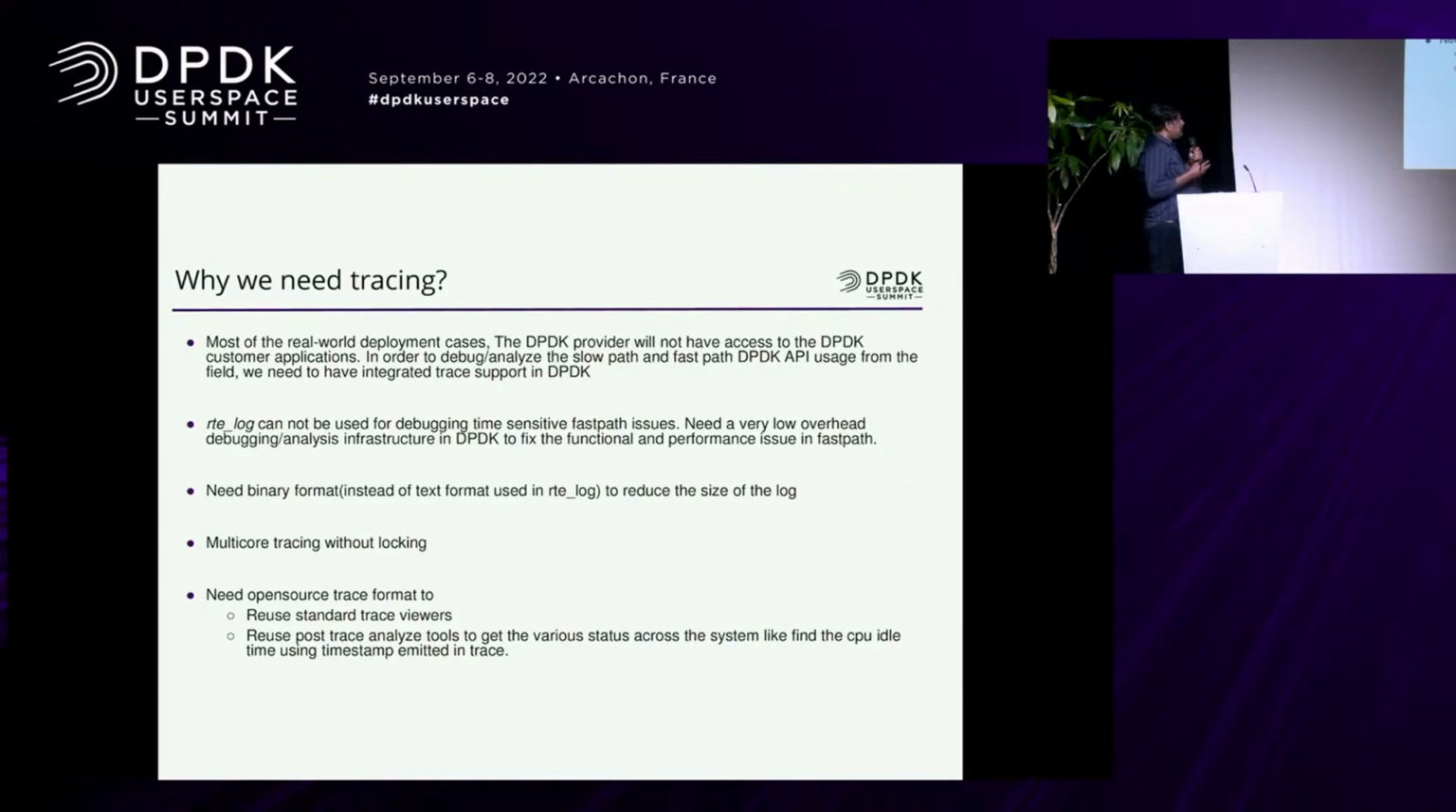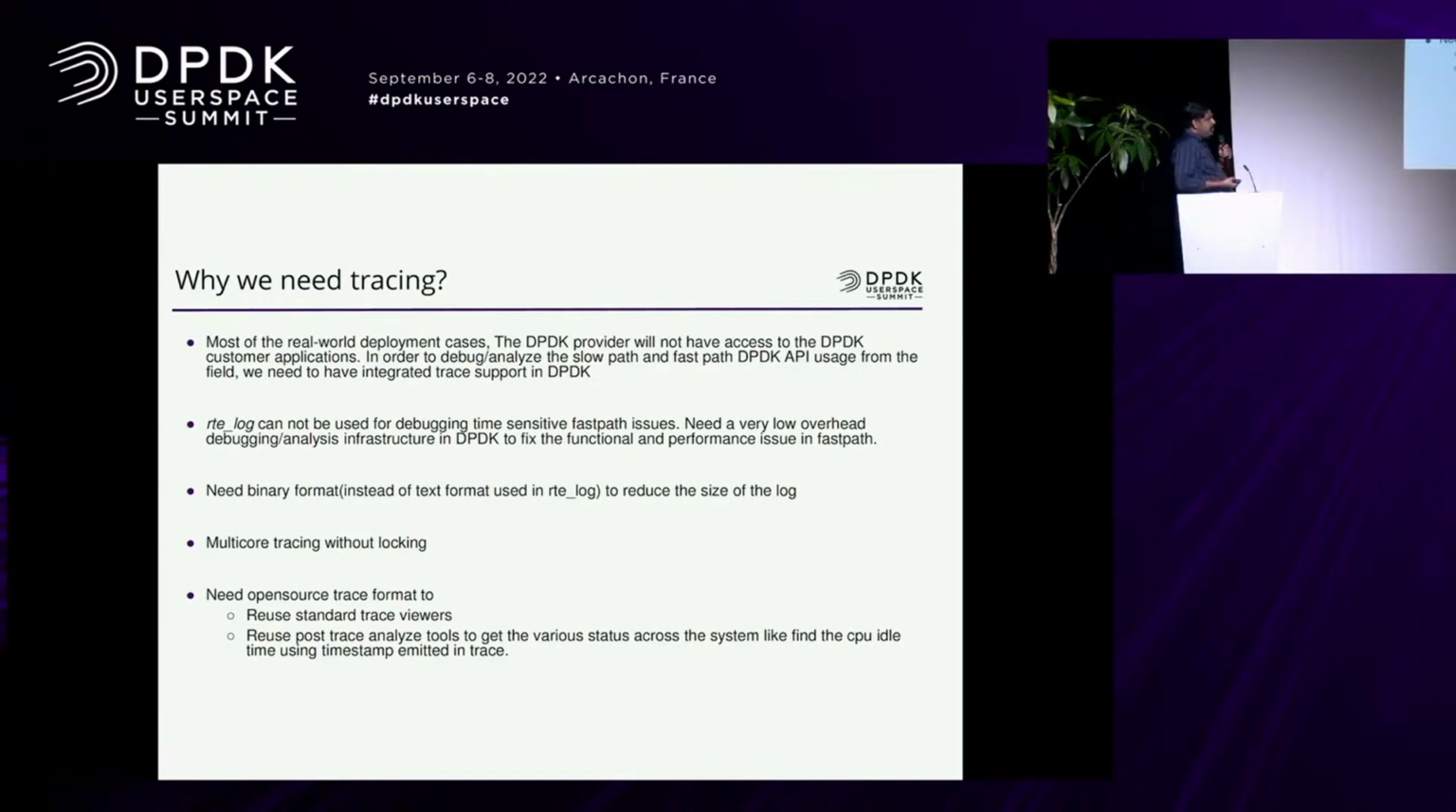The second use case is that we have an RT log, which is a printf, meaning a text-based debug logging system. The downside is that we cannot use a printf for debugging time-sensitive fast path issues, where once we add the printfs, the complete behavior is going to change and the performance is going to dip, and you will not see the same problem again. So trace is going to help in those places, where without much overhead we can debug a system.